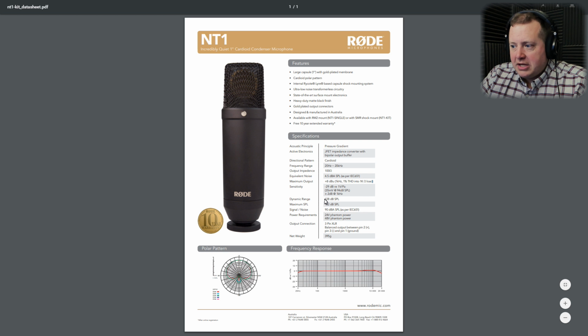Remember, our dynamic range is 128. We calculated right there. Signal to noise, we calculated at 90, and it doesn't give you an EIN rating. So there you go. We've calculated those numbers, and you see it all matches and jives great with the specification sheet. So we know the Rode NT1 is correct.